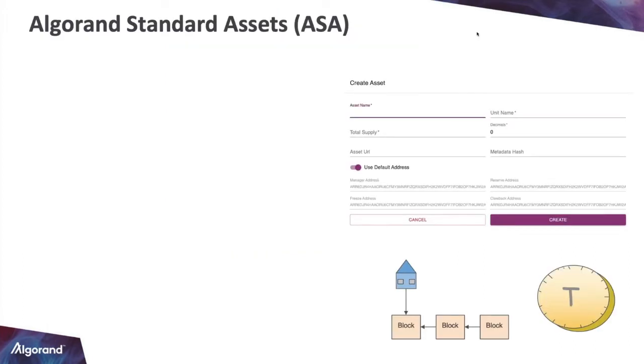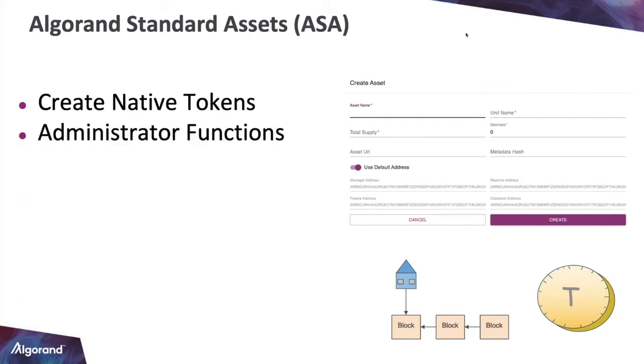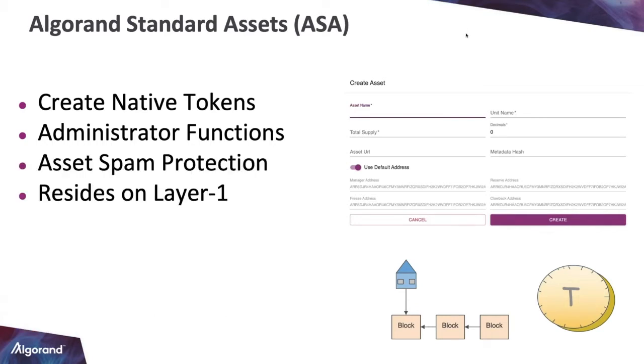All right, so let's talk about ASA. What this is all about is creating native tokens. Native tokens are created with the ability to have administrator functions as well as asset spam protection, and they reside on layer 1. Very, very important. This is really facilitated right on the basics of the Algorand blockchain, on layer 1 itself.